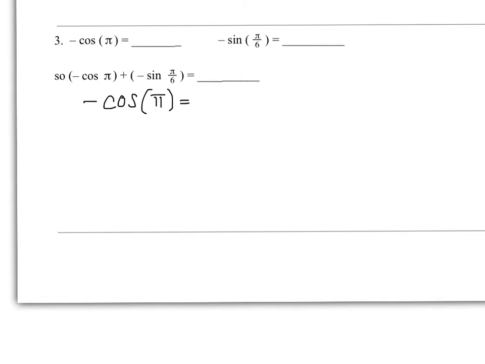Now, this particular strategy comes with a warning. If your calculator happens to be in degree mode, this is what your calculator is being told to do: take the negative of whatever the function cosine generates for the number 3.1415 and so on, degrees. Because your calculator sees pi as a number, and you should too.